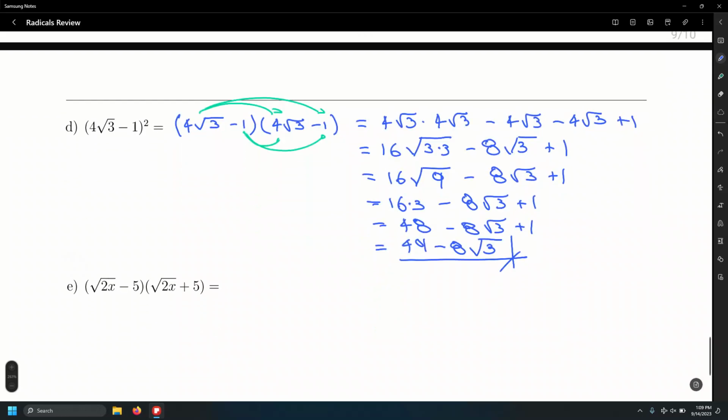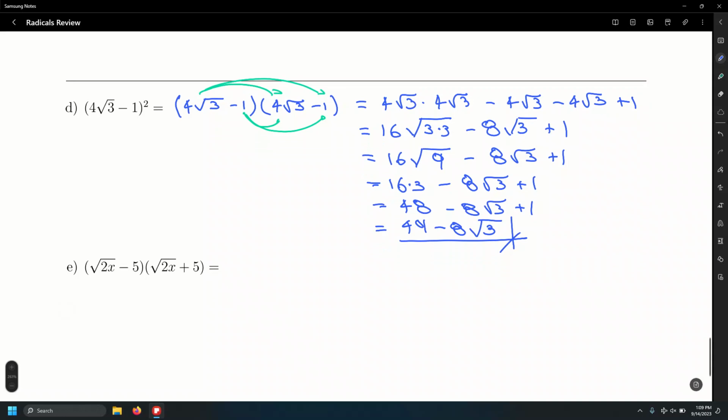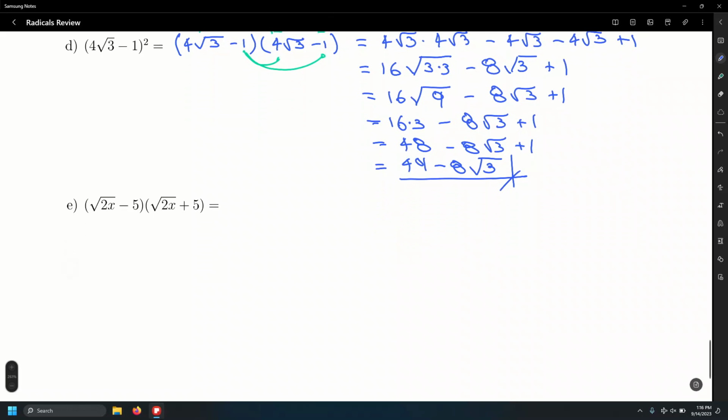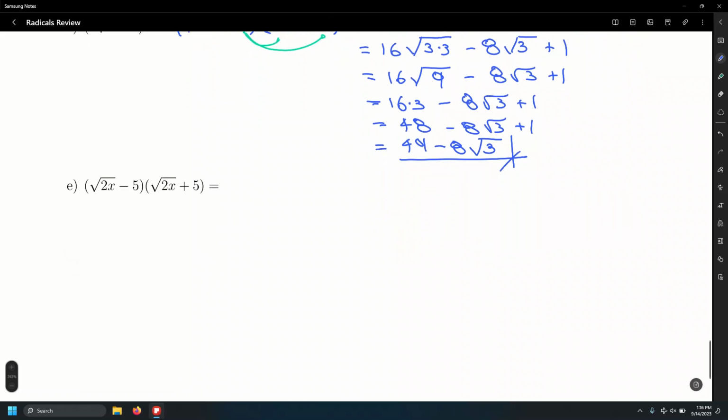Okay, let's have a look at the last exercise from this set of exercises. That's the square root of 2x minus 5 multiplied by the square root of 2x plus 5.